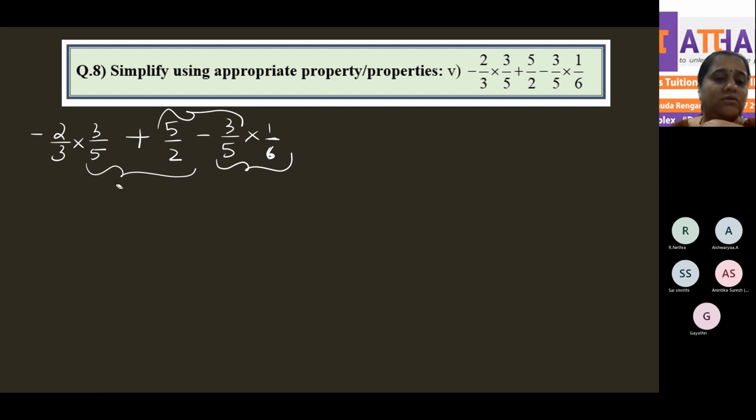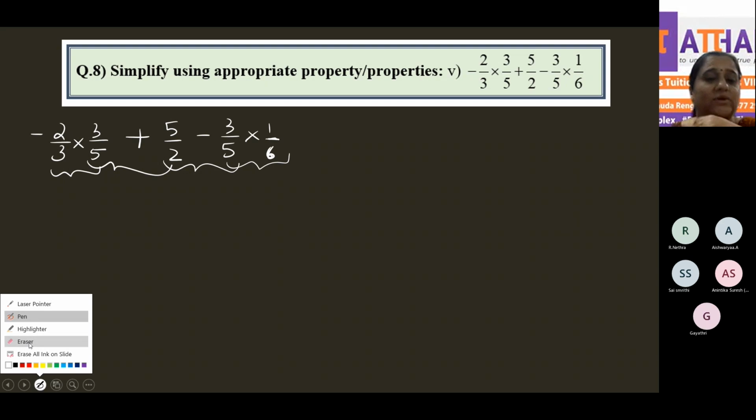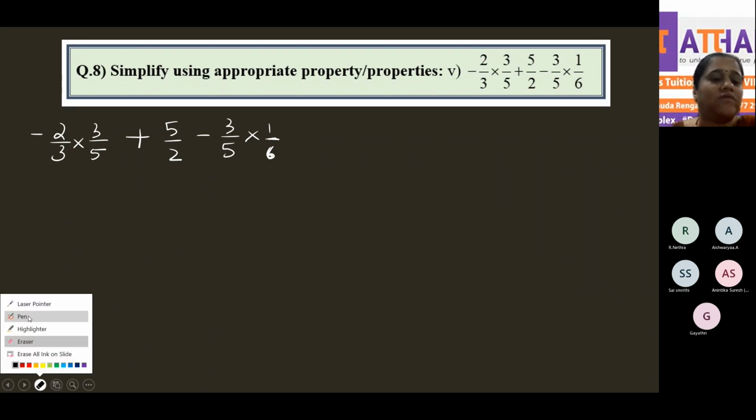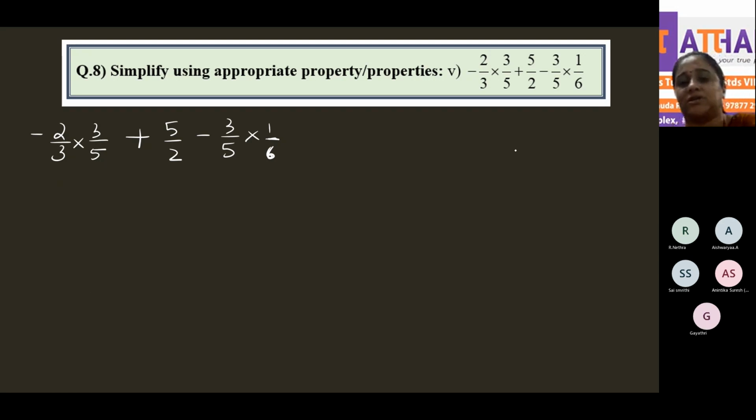So that's very important. You need to decide the rational numbers that exist together. Is it these two, or these two, or these two? It's very easy to identify that because multiplication and division are dominating. By the BODMAS rule, multiplication and division always dominate addition and subtraction. Multiplication and division dominate addition and subtraction.